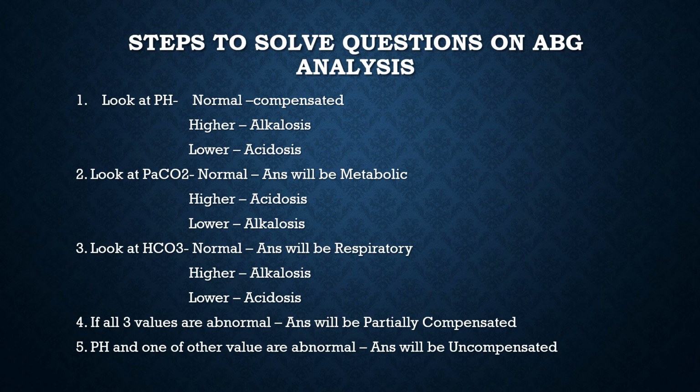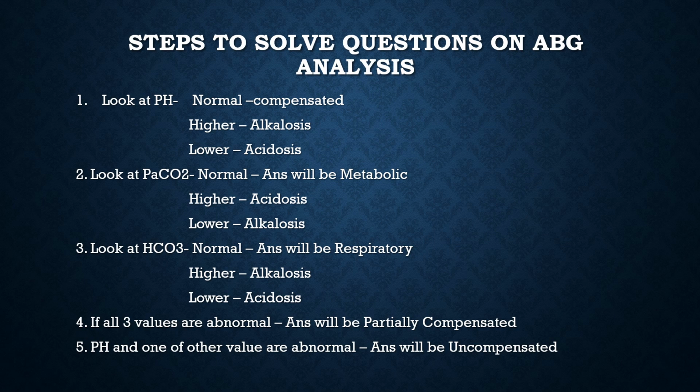The fourth and most important step is if all three values are abnormal, the answer will become partially compensated, because pH and one of the other values are abnormal and the third one is compensating for the other two, then we will call it as partially compensated.